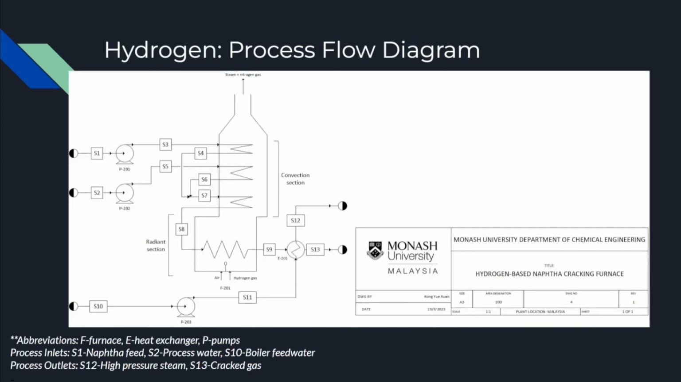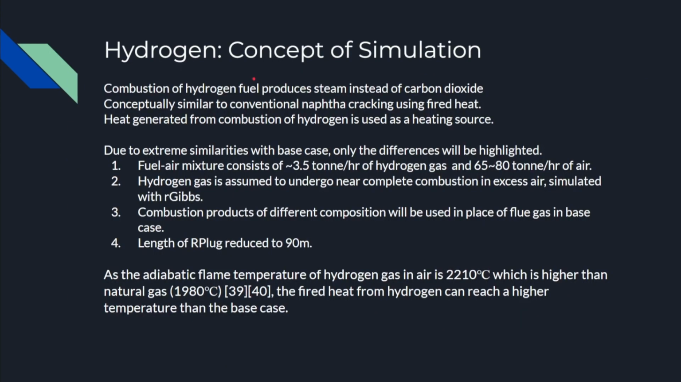In hydrogen-based cracking, hydrogen gas from steam methane reforming or plastic gasification is used as fuel instead of natural gas as in the base case. By doing so, the combustion product with air will mainly consist of steam and nitrogen gas. For the simulation, about 3.5 tons per hour of hydrogen gas from the hydrogen production process undergoes combustion with 65 to 80 tons per hour of air, simulated with an R-Gibbs block. This combustion product of different composition will be used to heat up process streams.